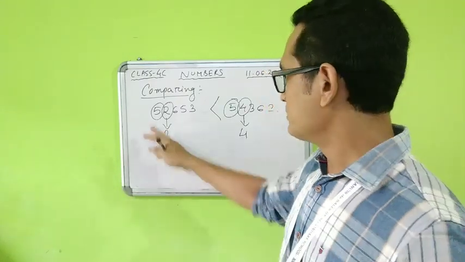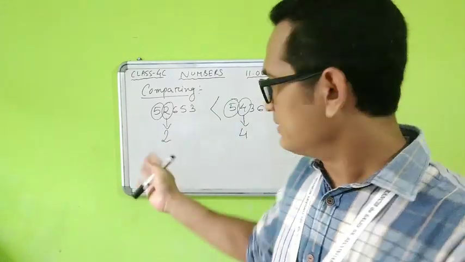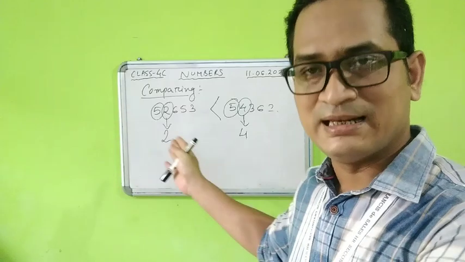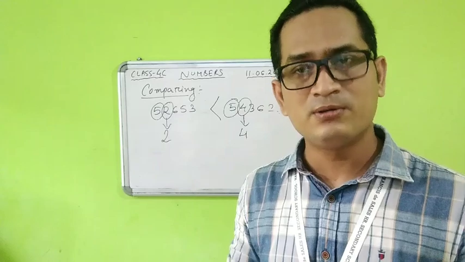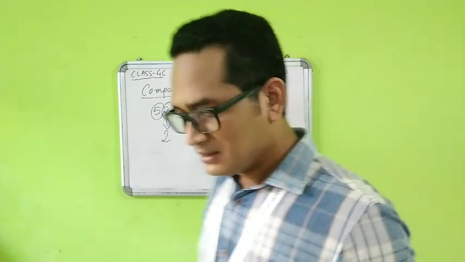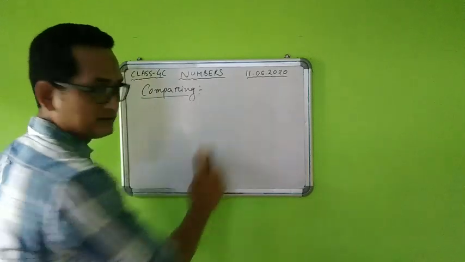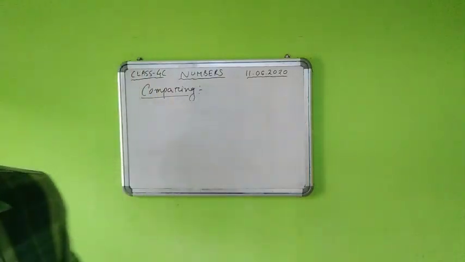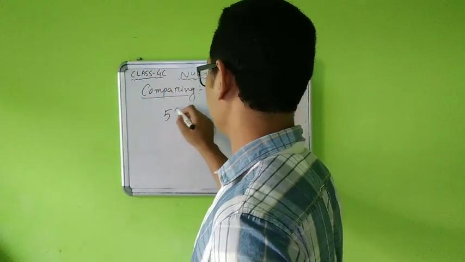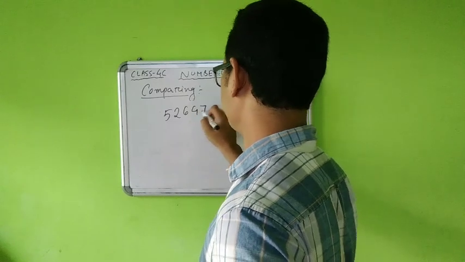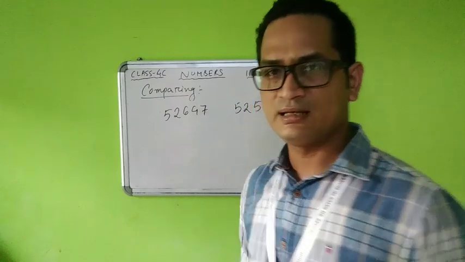Second. Third, suppose the extreme left hand side digits are the same, like this, 5 and 5. Then what you have to do, you have to go to the next place, that is the thousands place. Now from the thousands place at least you will be able to understand which one is greater. Now suppose again I am changing this a little bit. So suppose the next place, that is the thousands place, is also the same. Suppose these are the two numbers.